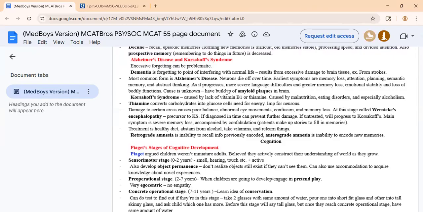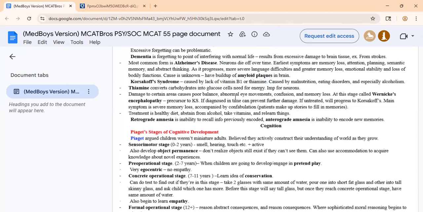Alzheimer's disease, to keep it short, is when your neurons start to die off. The main thing to know is amyloid plaques in the brain. Korsakoff syndrome is like a B1 thing. So every time you see Korsakoff, think vitamin B1.